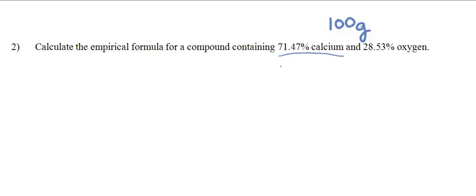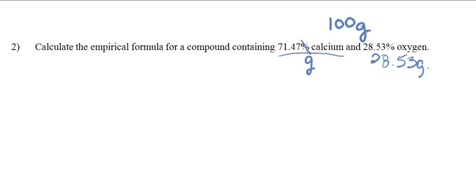If you have a 100-gram sample, that makes this very easy. It changes that percentage into grams. So you have 71.47 grams of calcium, which also means that we have 28.53 grams of oxygen. I'm telling you, there are many ways that you can do this problem. This is the easiest way. If you're given the percentages, work with the masses. Pretend that you have a 100-gram sample.